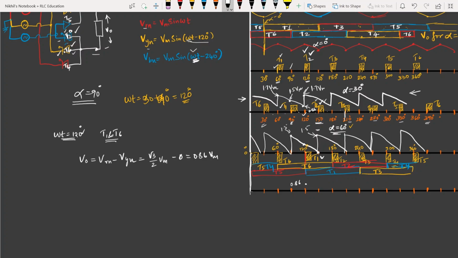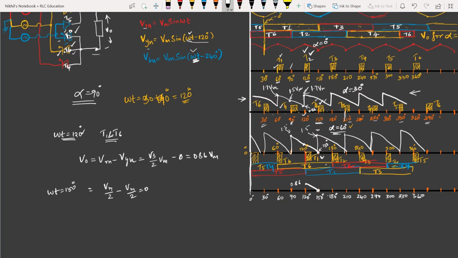Let us look at the next time period, that is at 150 degrees. This is 120 degrees, next is 150 degrees. So at 150 degrees, T6 and T1 are conducting, so the same equation will be valid. Vm sin 150 will be Vm by 2, minus, here in Vyn put omega t equal to 150. So 150 minus 120 is 30, that will become Vm by 2. That means the total output voltage will be equal to 0 at omega t equal to 150 degrees. So at 150, the output voltage has been reduced to 0.